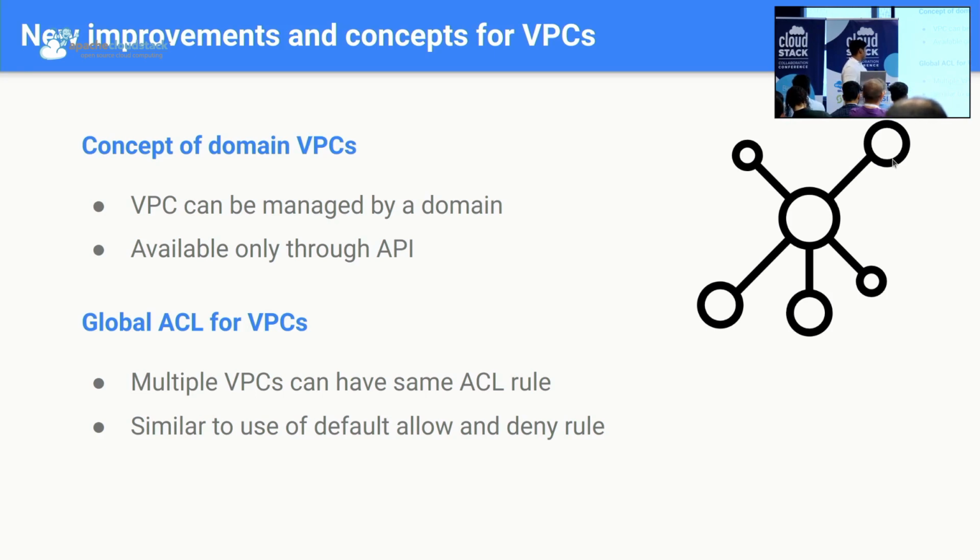Similarly, we are adding a concept of global ACLs for VPCs. If you have experienced it, right now we have default ACL rules for VPC, default allow and default deny. In the same concept, you can now create your custom ACL rules and use those to apply to your VPC networks. So it should give a good new dimension to VPCs in CloudStack.